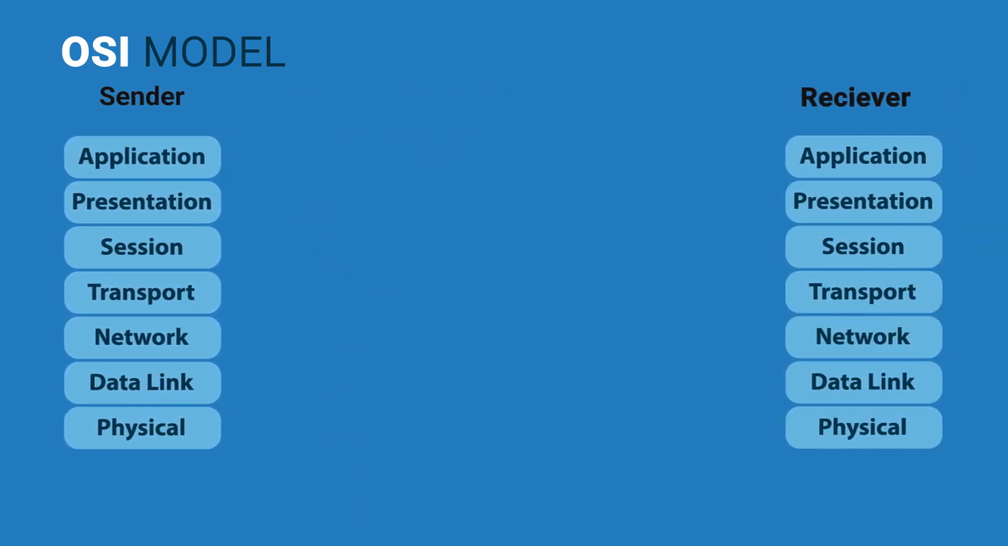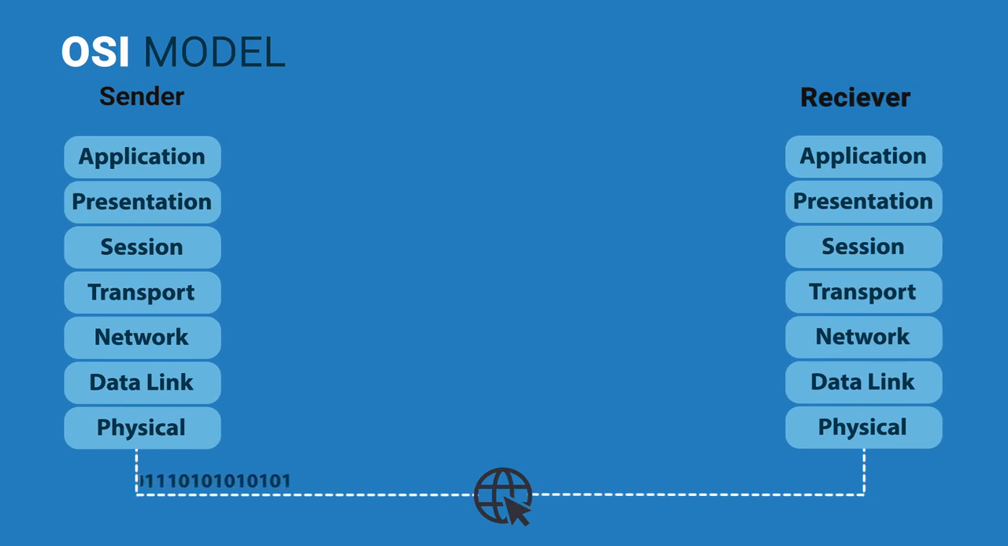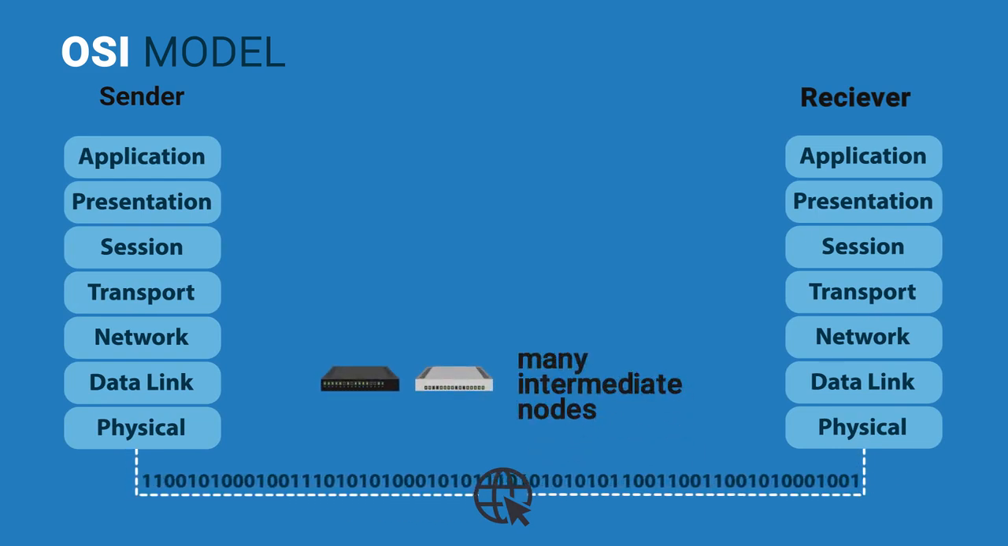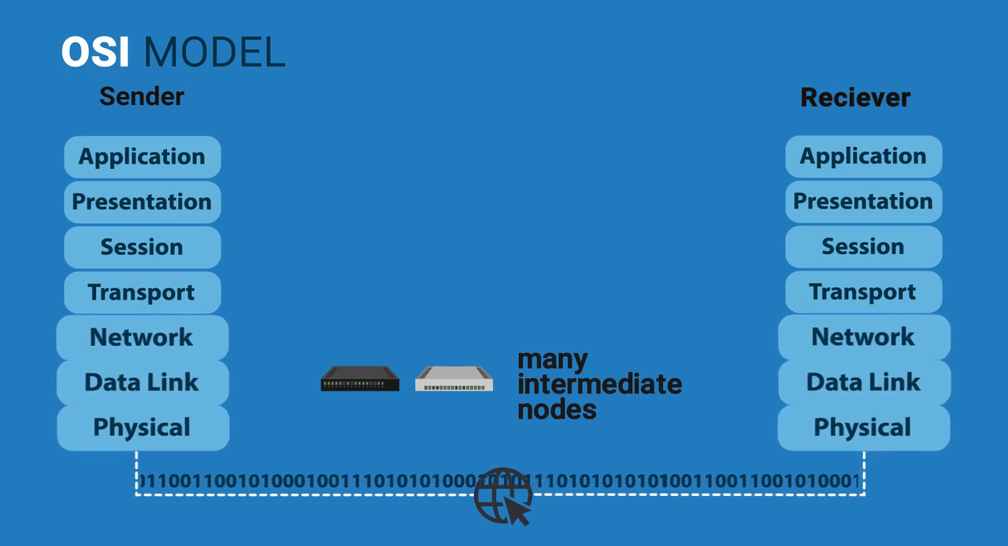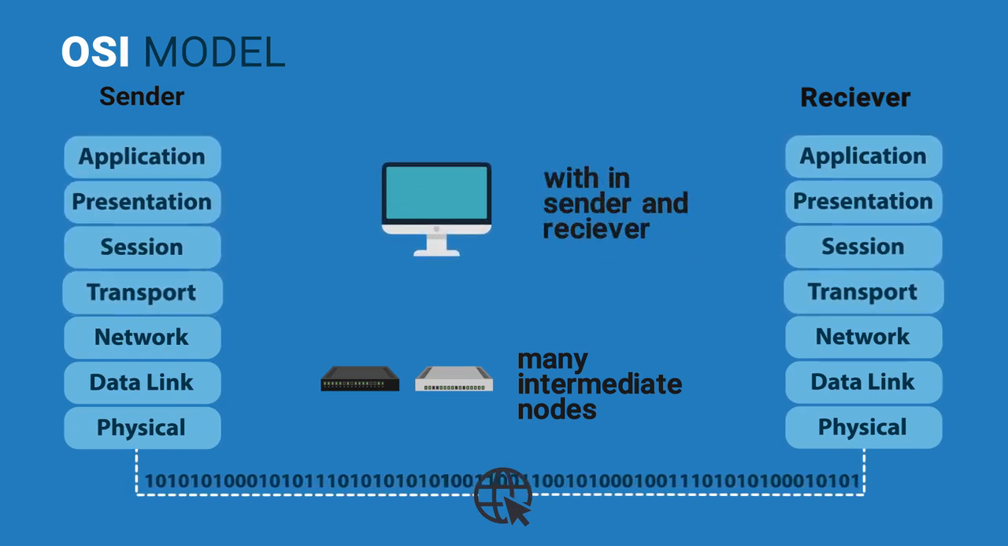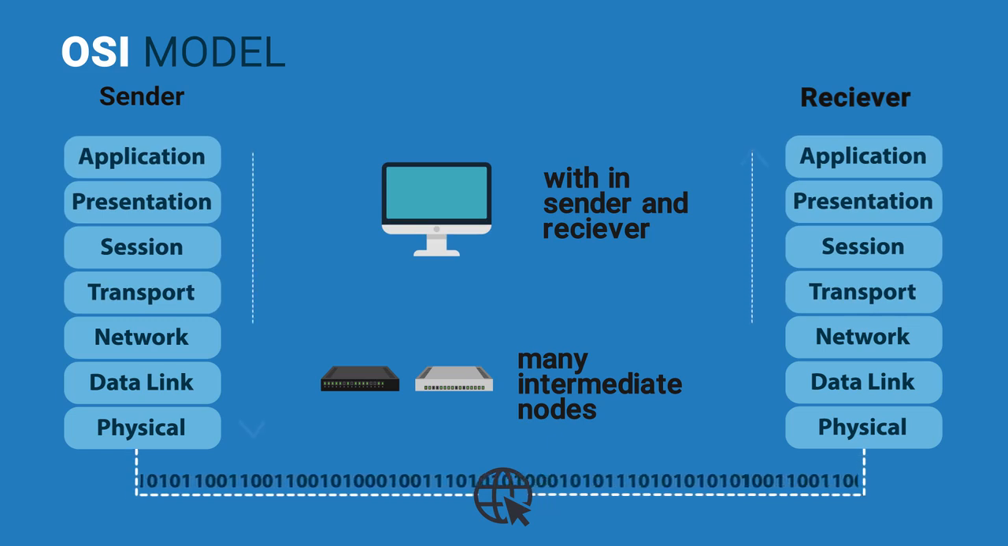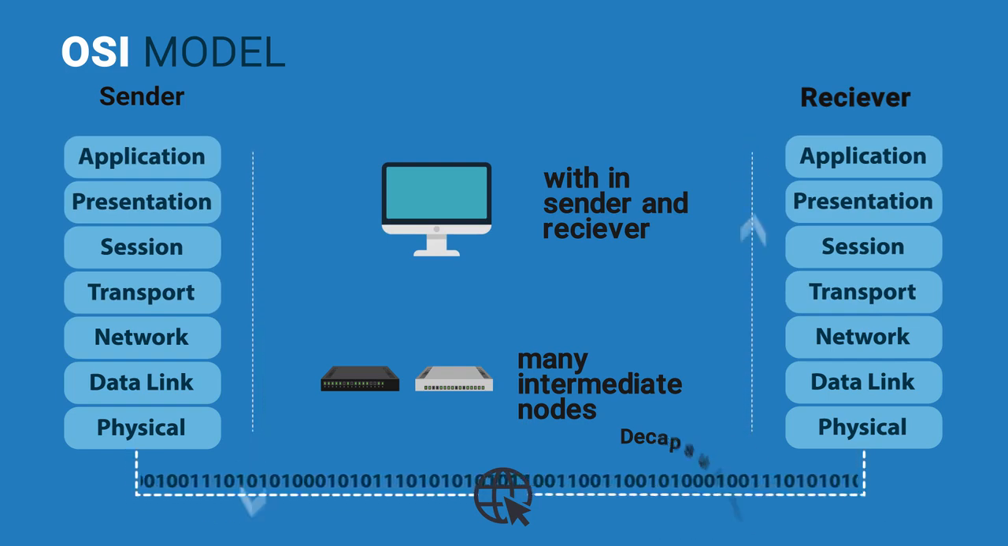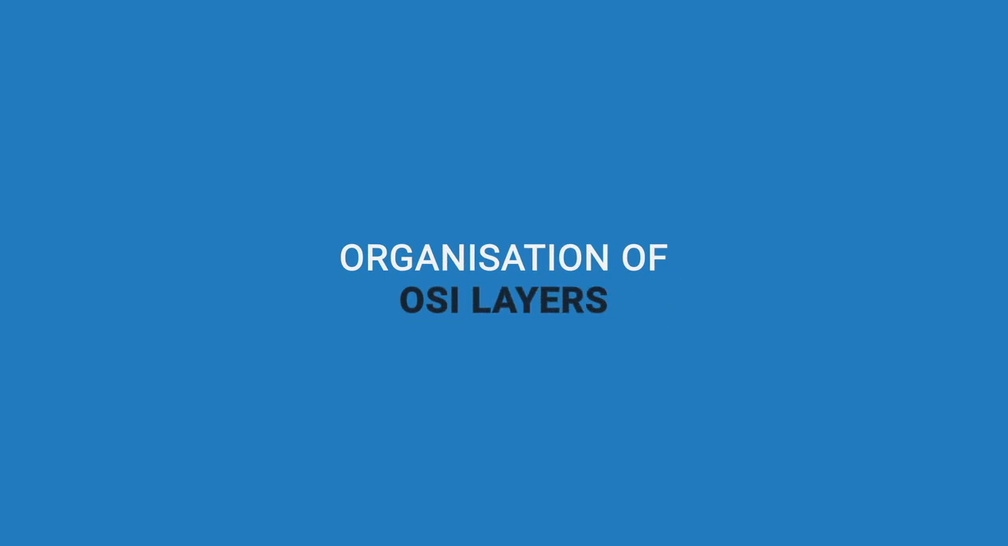Here, we can see the layers involved when a message is sent from sender to receiver. As the message travels from sender to receiver, it may pass through many intermediate nodes. These intermediate nodes usually involve only the first 3 layers of the OSI model, because the other 4 layers are dealt with in the sender and receiver. Data passing through the stack from application layer to physical layer is called encapsulation, and the reverse process is called decapsulation.